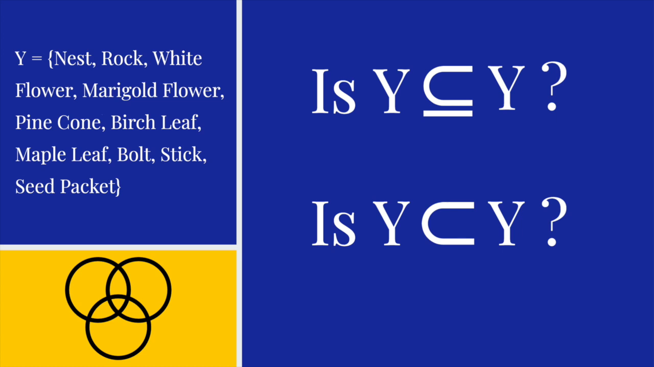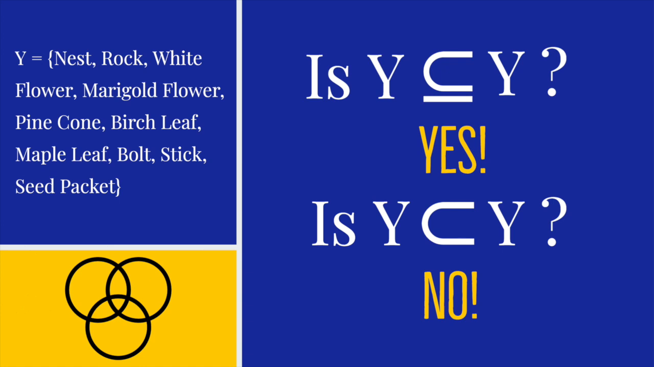In order for Y to be a subset of itself, everything that's in Y must belong to Y. And of course that is true. So the first answer is yes. And that's why there's that equal to line under the symbol, because to be a subset, you can be equal to the original set. Is Y a proper subset of Y? The answer to that question is no, because proper subsets have to be smaller than the original set and contain members of the original set.